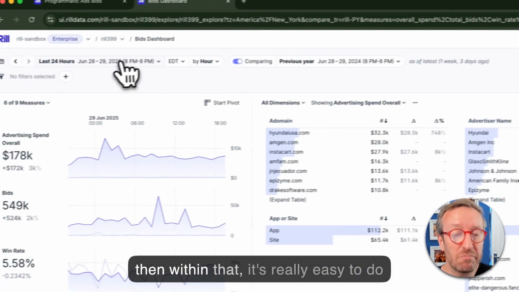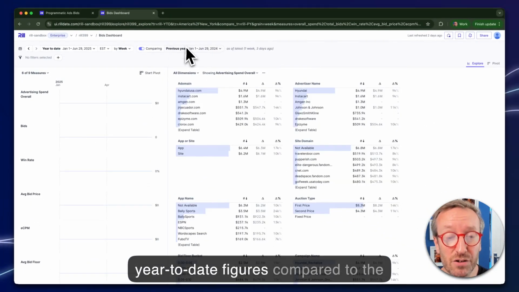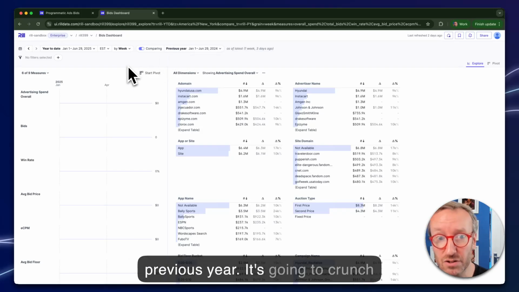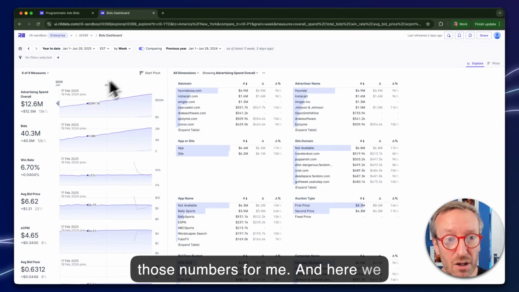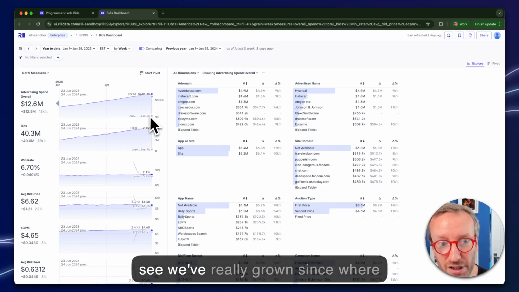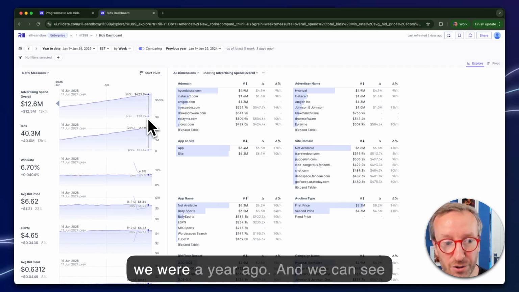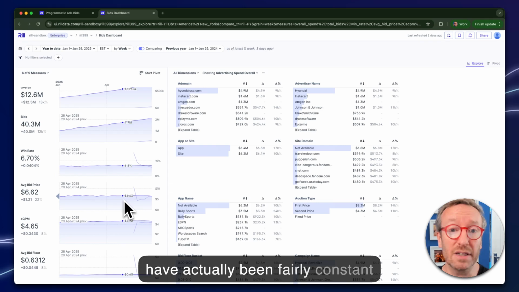And then within that, it's really easy to do something like I'm going to take the year-to-date figures compared to the previous year. It's going to crunch those numbers for me. And here we are. We can see that we've got this steady growth over time. We can see we've really grown since where we were a year ago. And we can see that, for instance, some of the metrics have actually been fairly constant over time.